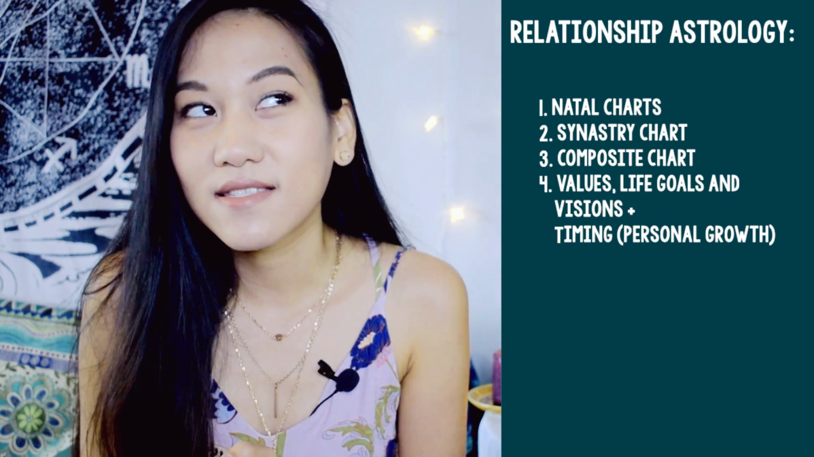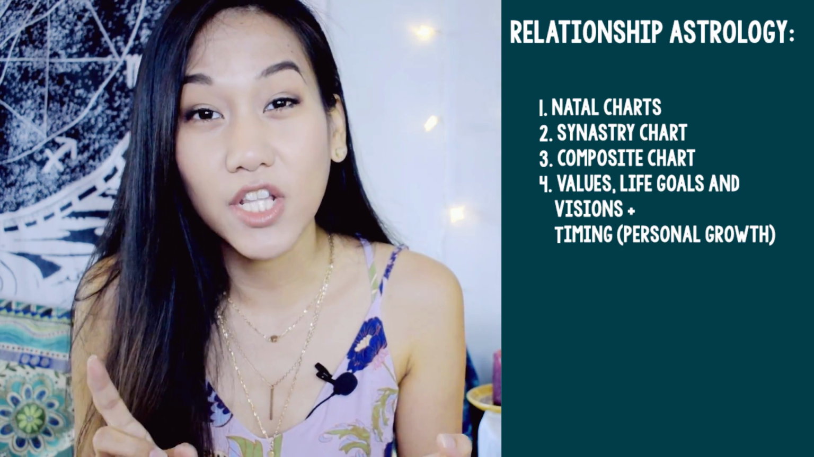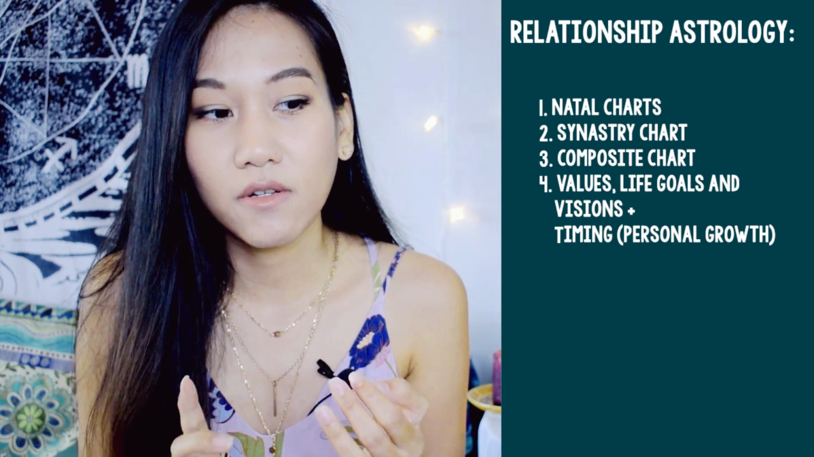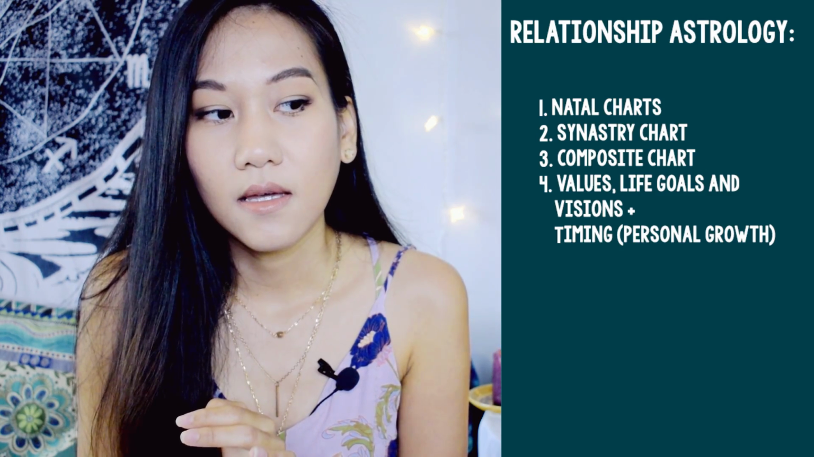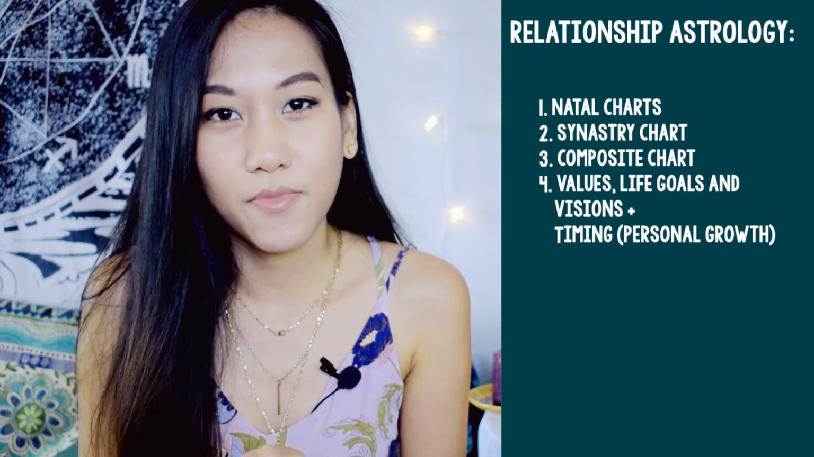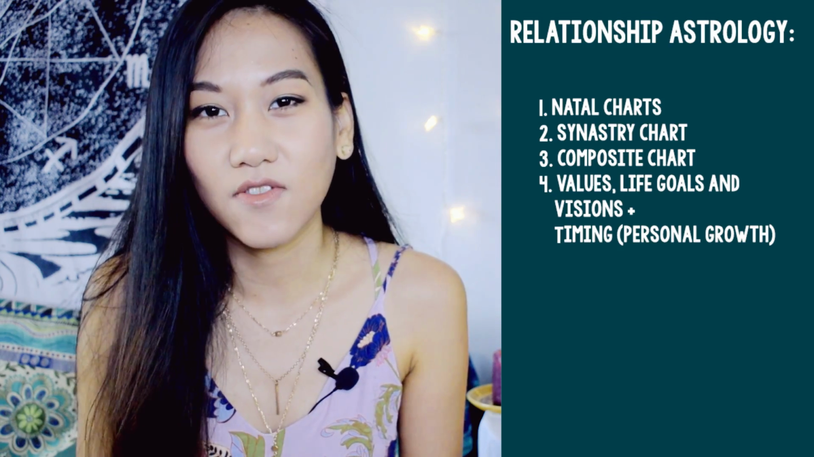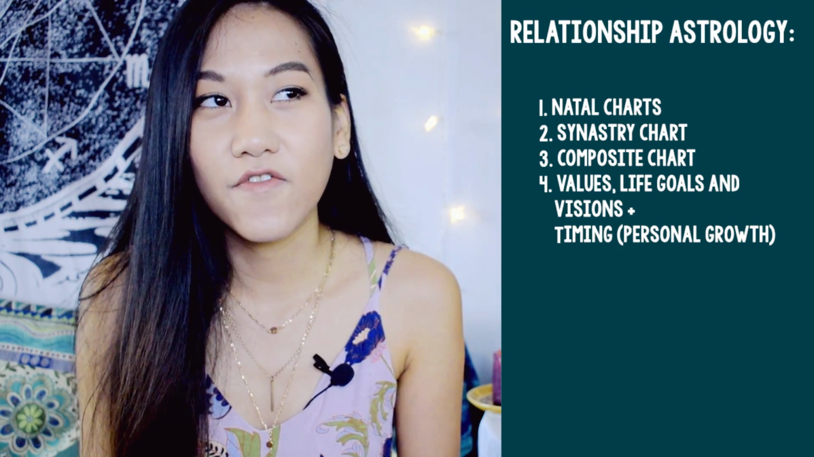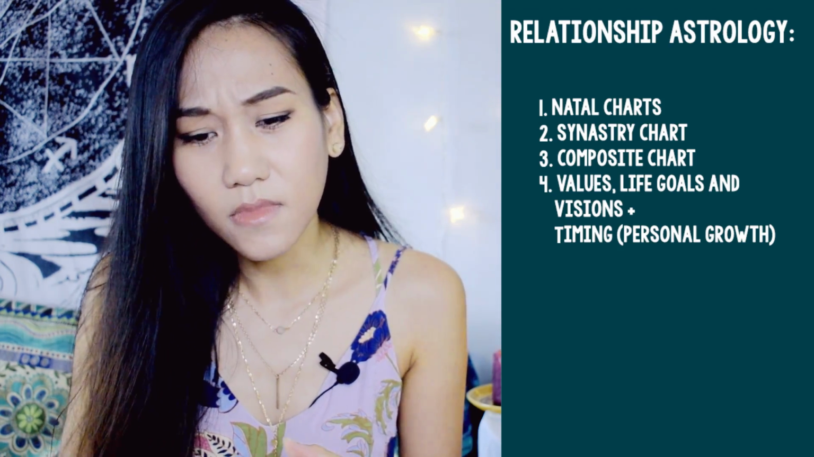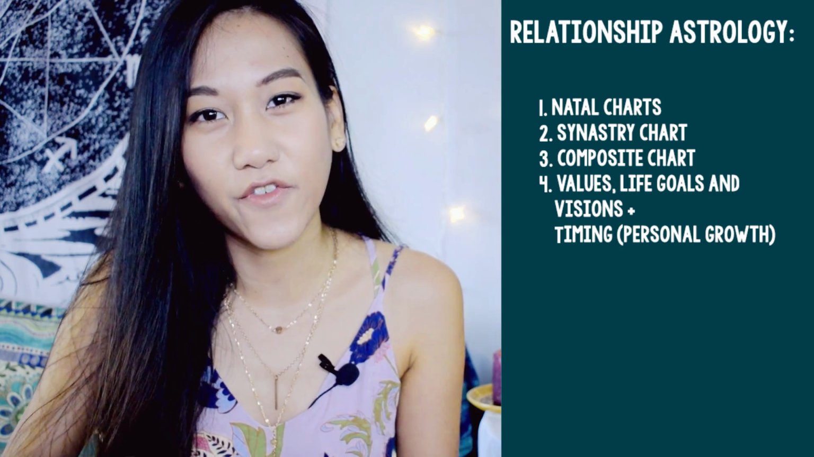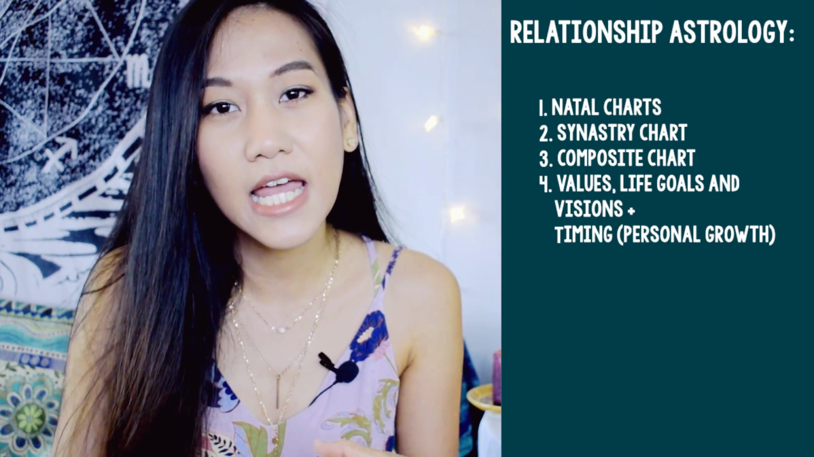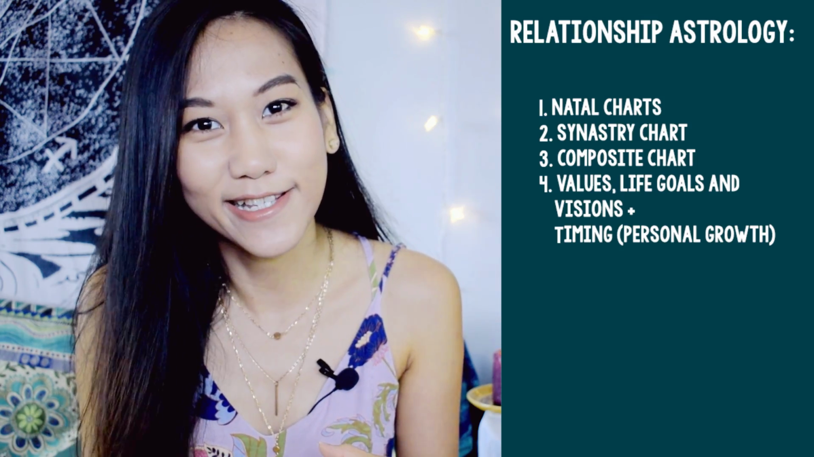There are also things that we need to take into consideration, like the timing, which is a little bit more complicated, because then we have to look at the outer planets and the cycles that they're having on your life. If you're evolving at a different level from your partner, then it can be difficult. Okay then, without further ado, let's start the tutorial on how to find your soulmate.